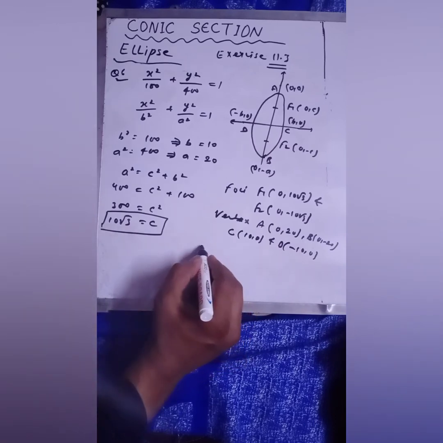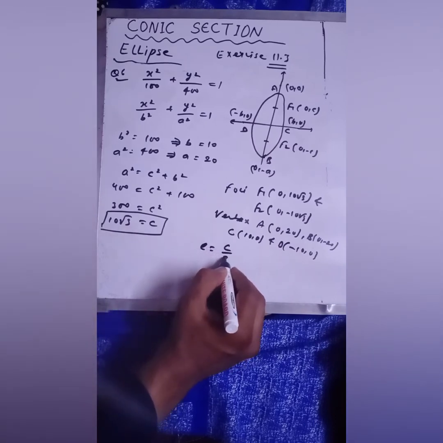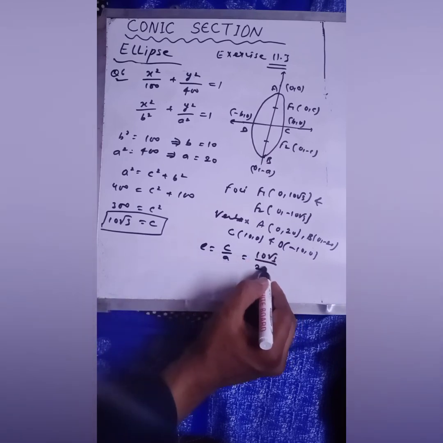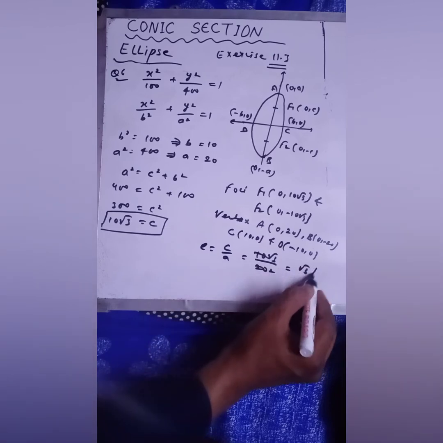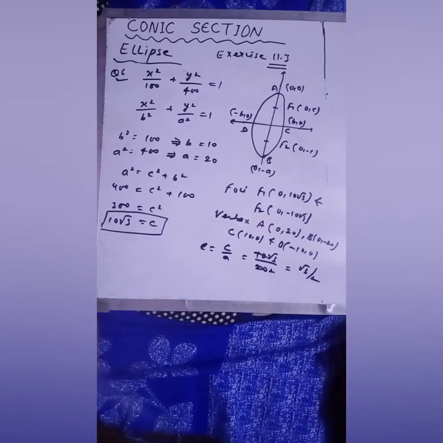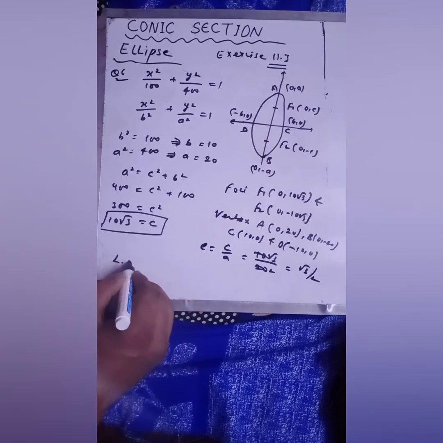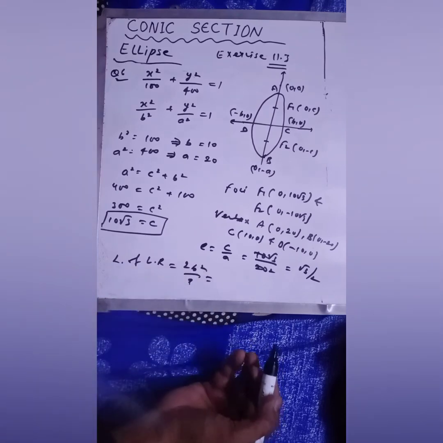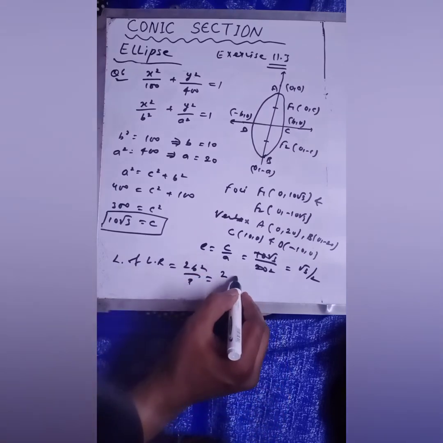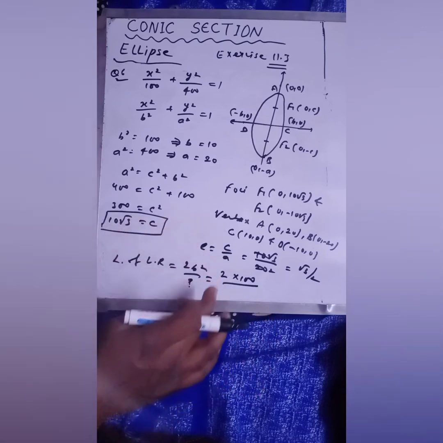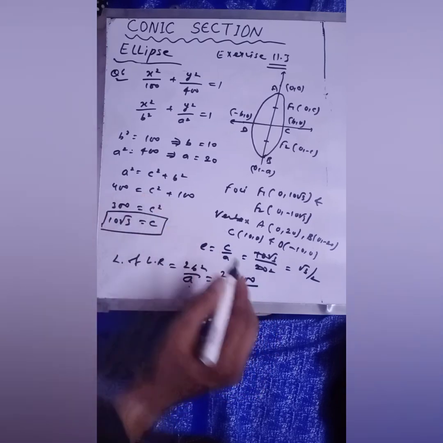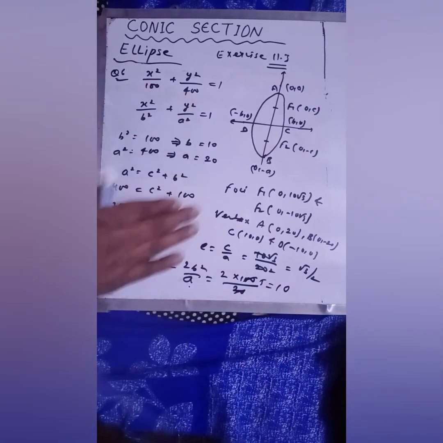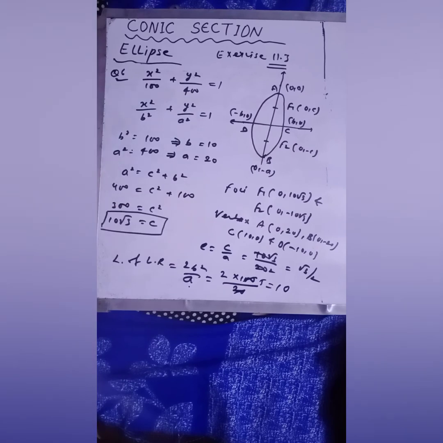Okay, if you have to find out eccentricity, so eccentricity would be c by a. Your c is 10 root 3, your a is 20, so it would be root 3 by 2. Okay, length of latus rectum निकालना है. Length of latus rectum, that must be 2b square by a. Put the value and you will get the answer. Your b square is 100, your a would be 20. So 2 into 5, that would be 10. So this is how you can solve question number 6. Okay.